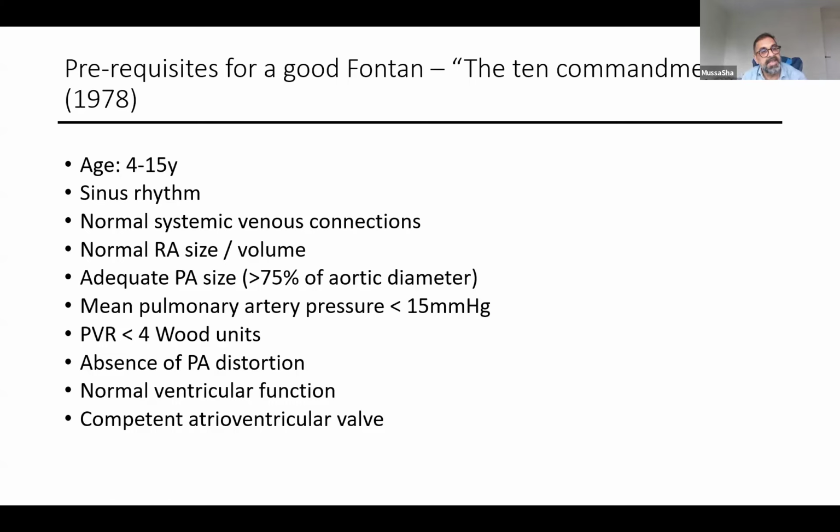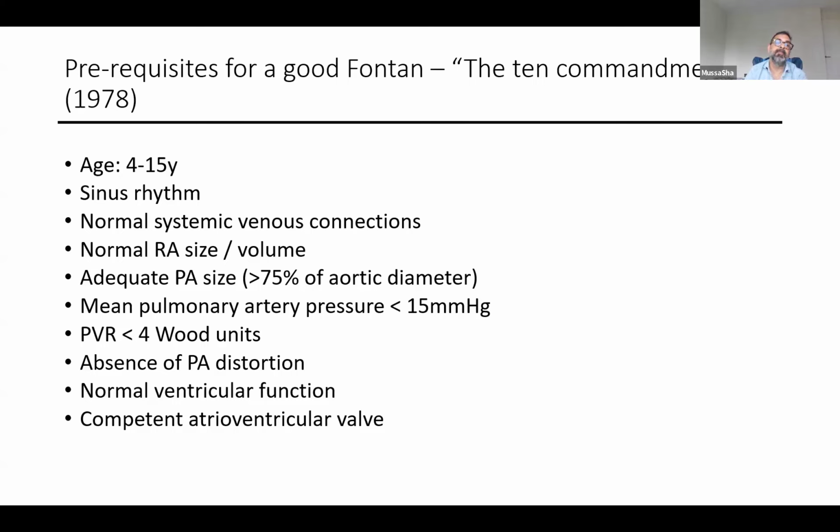So, ideally the patients would be aged somewhere between 4 and 15 years. They'd be in sinus rhythm. Systemic venous connections would be normal. And those of you that have read more about single ventricles, that's not necessarily the case, and we'll touch on that a little bit later. Ideally we'd have normal right atrial size and volume. Ideally, you'd have adequate pulmonary arteries, and that the mean pulmonary artery pressure as measured at catheter would be less than 15 millimeters of mercury, and also that the resistance through the pulmonary circulation would also be low.